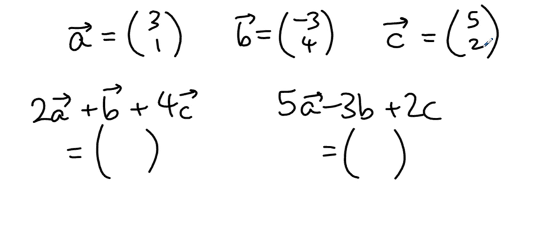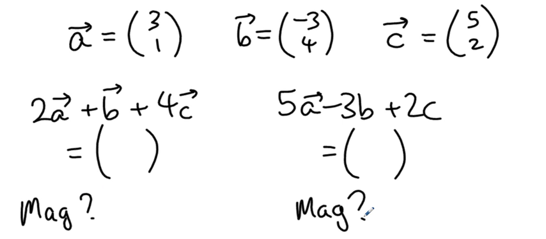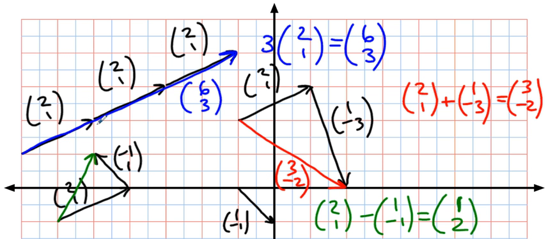Now, I'm going to ask you to do one more thing. I'm going to ask you to find the magnitude of each of those vectors. Now, how do we find the magnitude? I'll go back one page. How do I find the magnitude of this vector? Well, I have to know how long that vector is. This is the hypotenuse of a right triangle. Here's the right triangle, and the length of this leg is 6, and the length of this leg is 3.